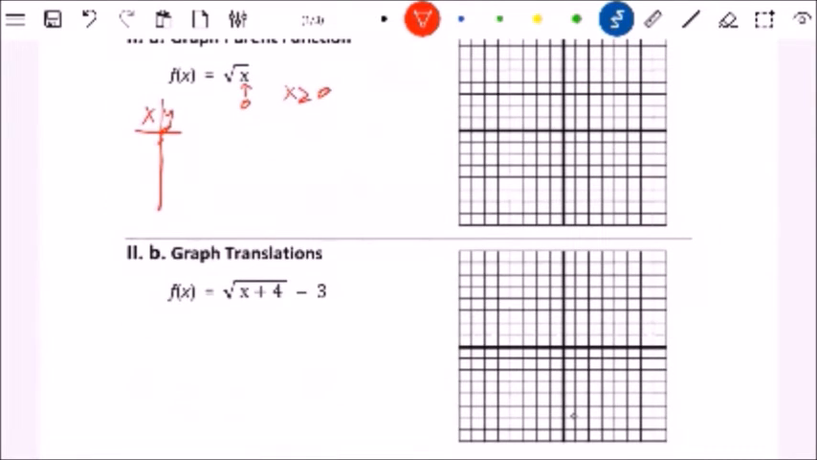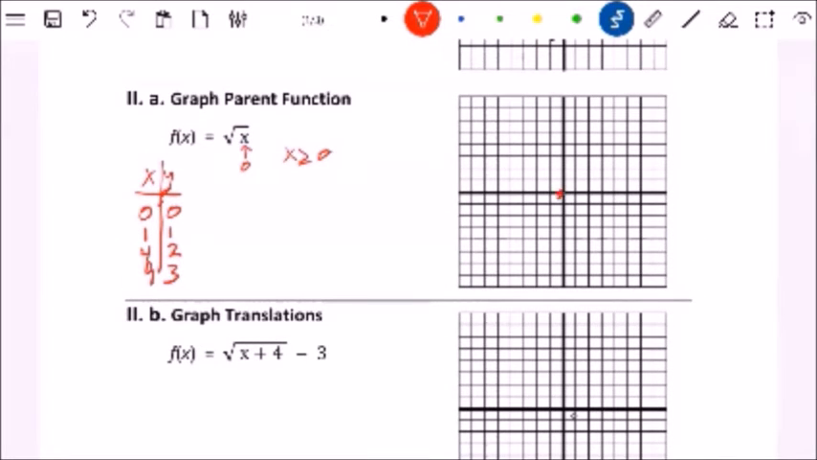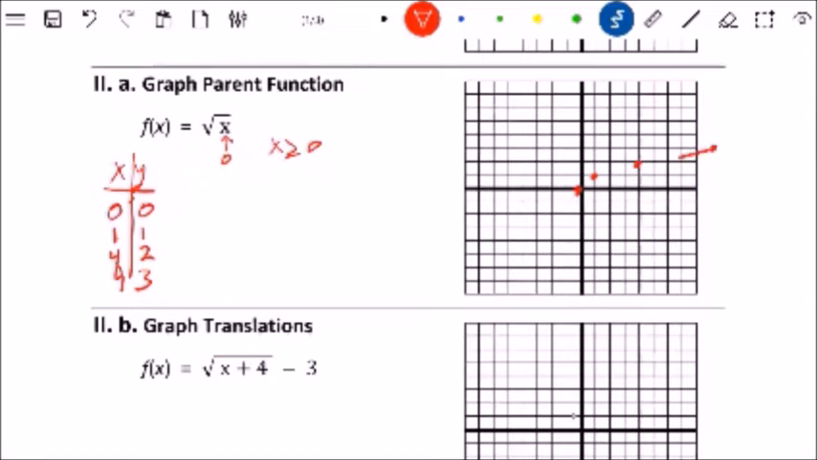Now here, that means I put 0 as my starting point, and then the y is 0. If I make the x 1, the y is 1. Let's go to perfect squares. If I make the x 4, y is 2. If I go to 9, then that's 3. So that graphs us at (0, 0), (1, 1), (4, 2), and 9 would be about here, (9, 3).